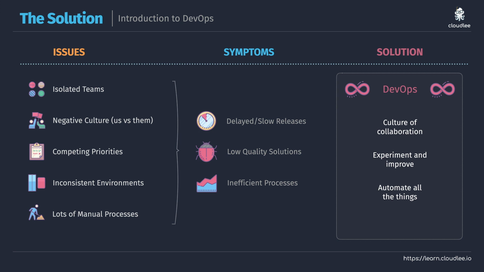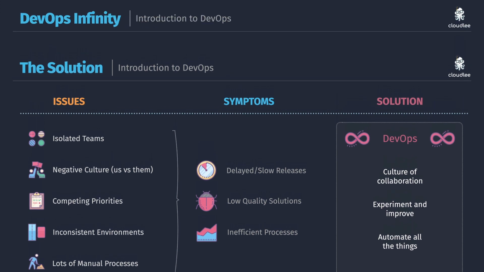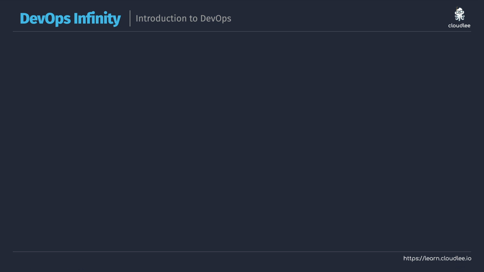So this is a really high-level overview of what DevOps is, taking a look at all of the old challenges that we have faced and looking at having a new approach to being more collaborative, more innovative, and more efficient. Now, when we're talking about DevOps, it would be remiss of me not to take a look at the DevOps infinity loop.